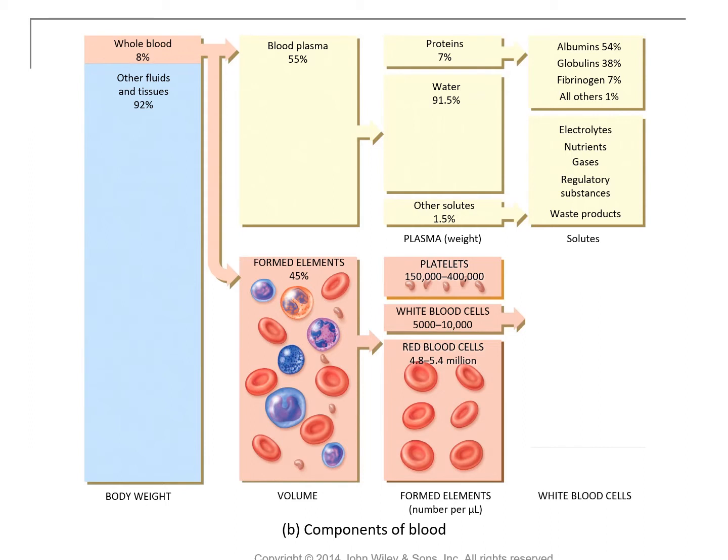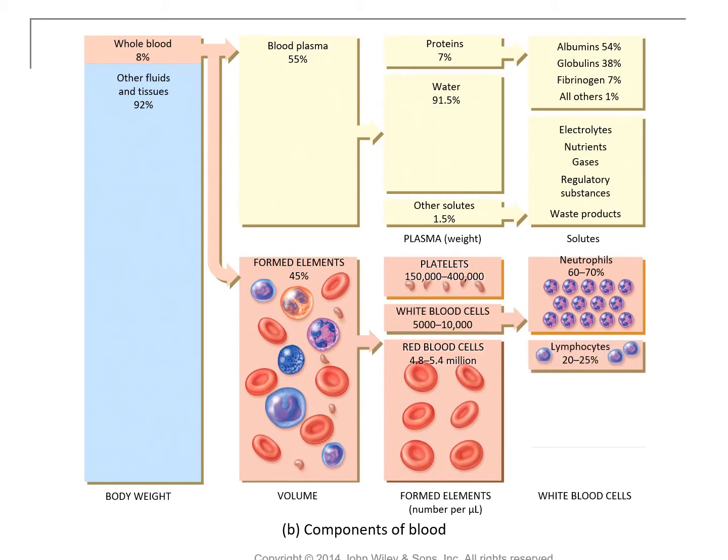Okay, so the different white blood cells are neutrophils, which make up about 60 to 70% of all white blood cells, lymphocytes, which make up about 20 to 25%, monocytes, which make up 3 to 8%, eosinophils, which make up 2 to 4%, and basophils, which make up 0.5 to 1% of the white blood cells in a given microliter.